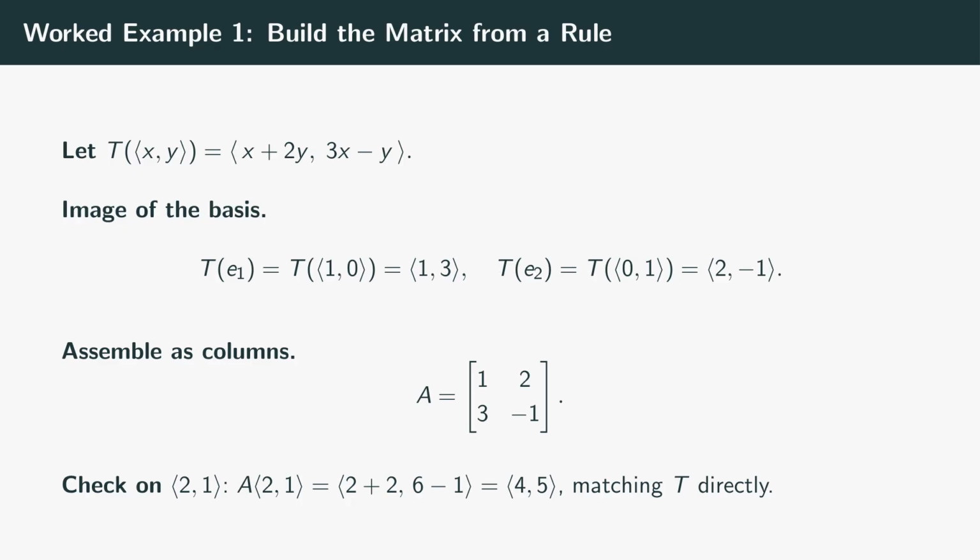Now the second basis vector, (0, 1). Plug in x equals 0, y equals 1. The first component is 0 plus 2, which is 2. The second is 0 minus 1, which is negative 1. So it lands at (2, -1). Drop those two image vectors in as columns, and the matrix is 1, 2 on the top row, 3, negative 1 on the bottom. Let's check on the vector (2, 1). The matrix gives (4, 5), and plugging (2, 1) straight into the rule gives the same (4, 5). The matrix and the rule agree.